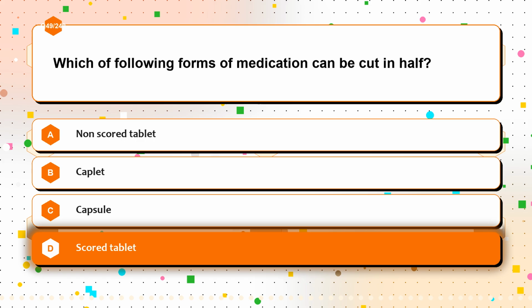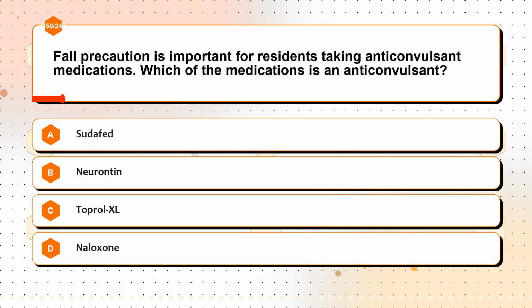The correct answer is option D, scored tablet. Question 50. Fall precaution is important for residents taking anticonvulsant medications. Which of the medications is an anticonvulsant? Here are the options. Option A, Sudafed. Option B, Neurontin. Option C, Topical XL. Option D, Naloxone.